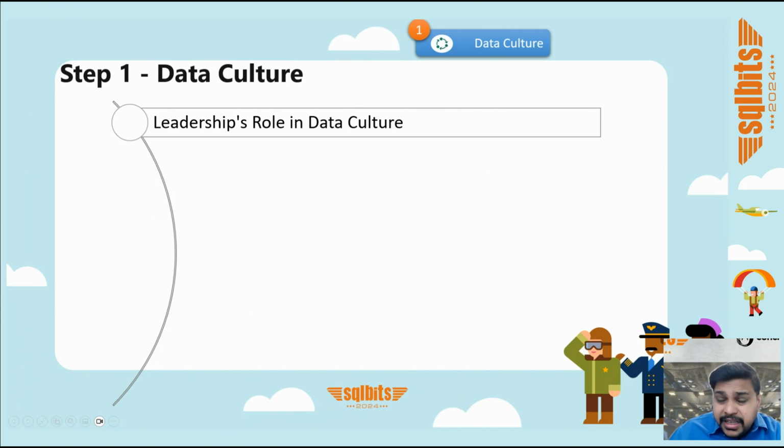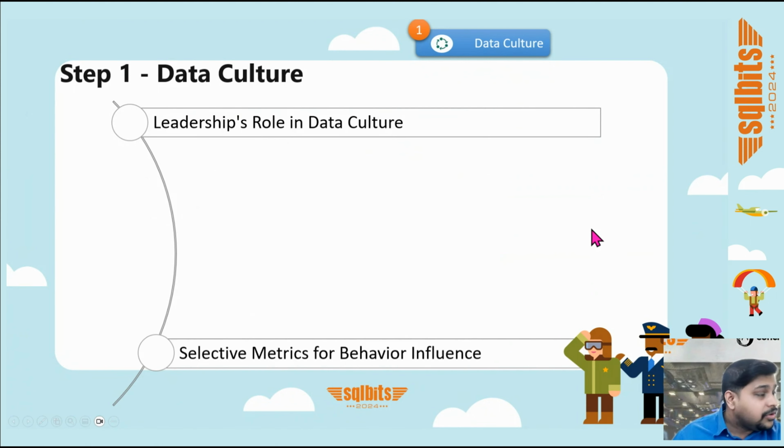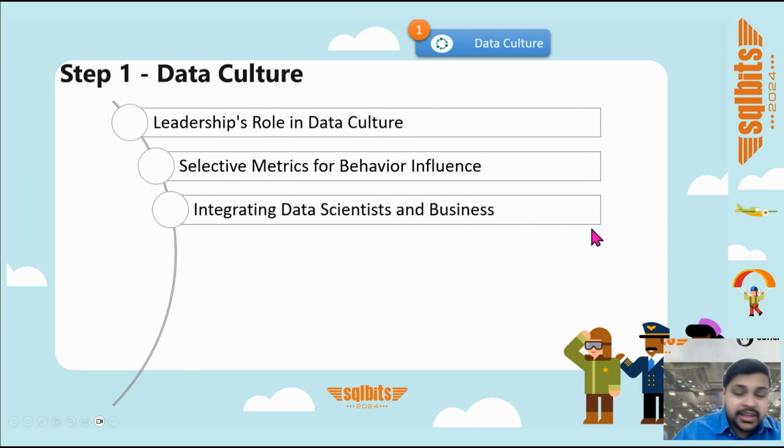Now, in the data culture, the leadership plays very important role, right? You have to emphasize how your top management takes the data driven decision. You have to foster that culture where the data is cornerstone of every topic, all the decisions. So leadership plays very important in your data culture. Now, next is selective measures for behavioral influencers. You have to take that KPIs, so that you know that what is that behavior which influence to use the technology, and you have to make sure that you nurture that influencer.